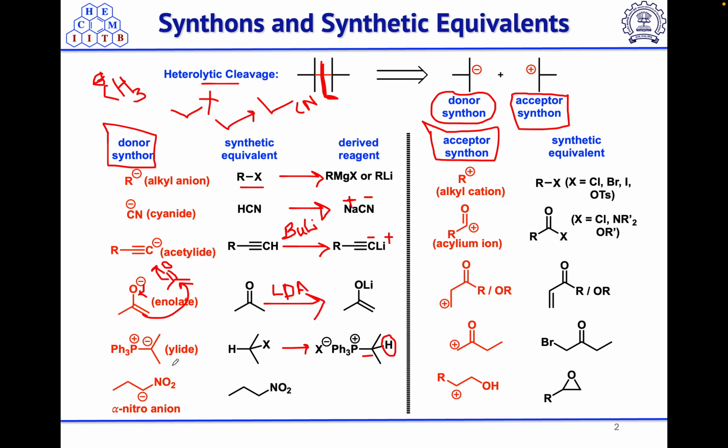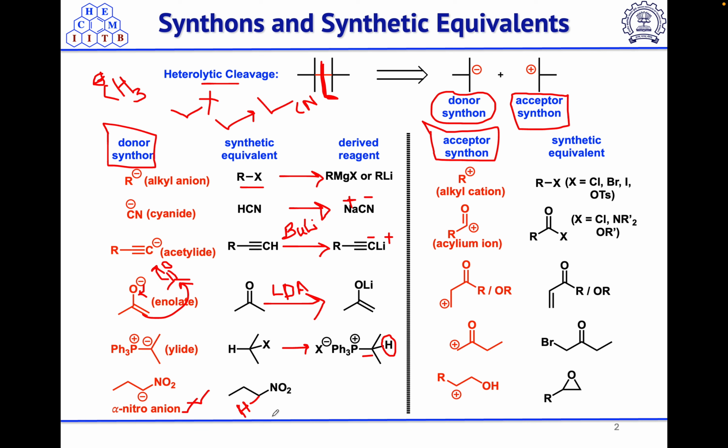Okay, very interesting. And this alpha nitro carbanion: from any nitro species, if we treat with base, the protons alpha to the nitro are acidic. So base can easily take a proton from the alpha position of a nitro group, and it will give the corresponding alpha nitro carbanion. Very simple. So we have seen here some examples of donor synthons, where we can use these donor synthons, and where we can get them, that is, the equivalents and derived reagents.